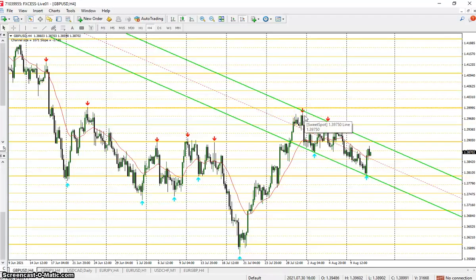So if this is 39,750, this one will be 38,750. That is 100 pips. It's in confluence, number one, with level, with the outer channel, right? So moving average is not here, but we have levels and we have the outer channel. So we already know there is a downtrend. We just take our profit here.